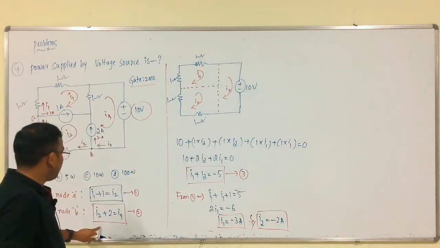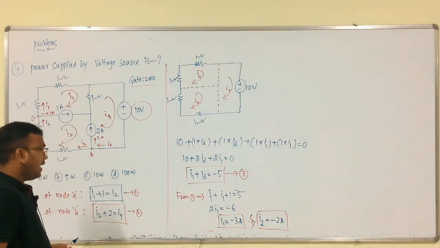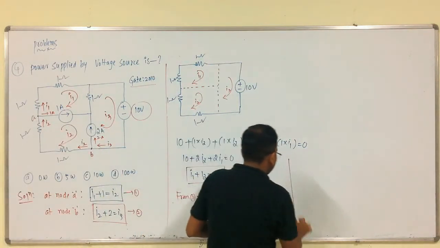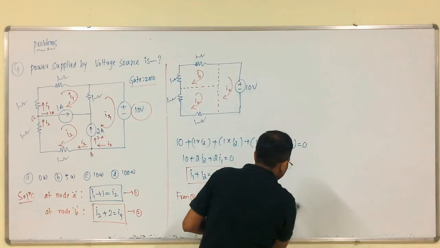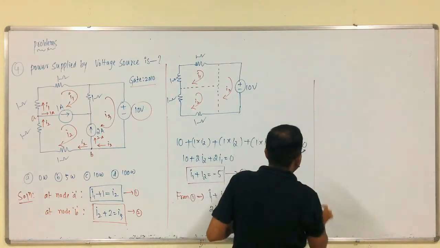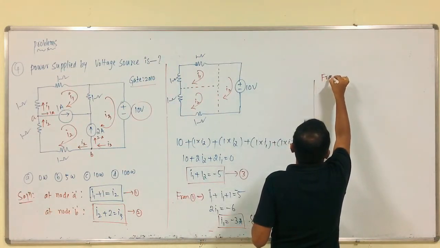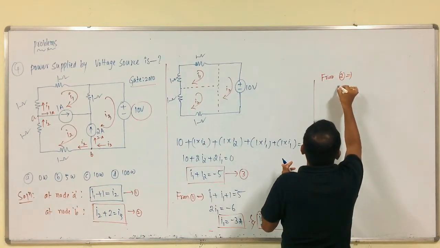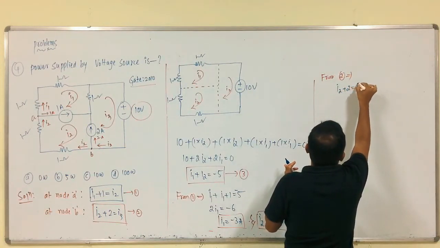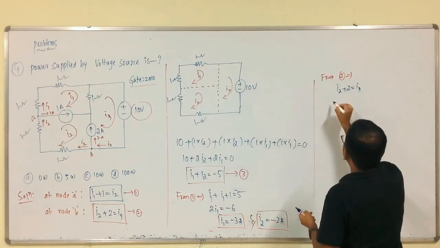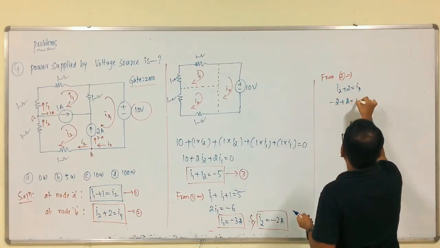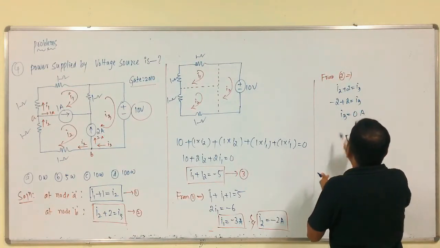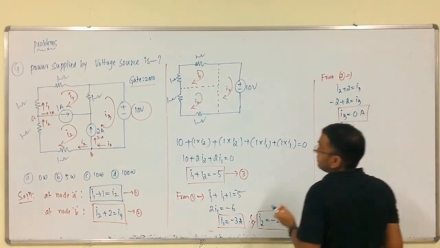Therefore, from equation 2, I2 plus 2 equals I3. What is the value of I2? Minus 2. So, minus 2 plus 2 is equals to I3. Therefore, I3 is equals to 0 amps.